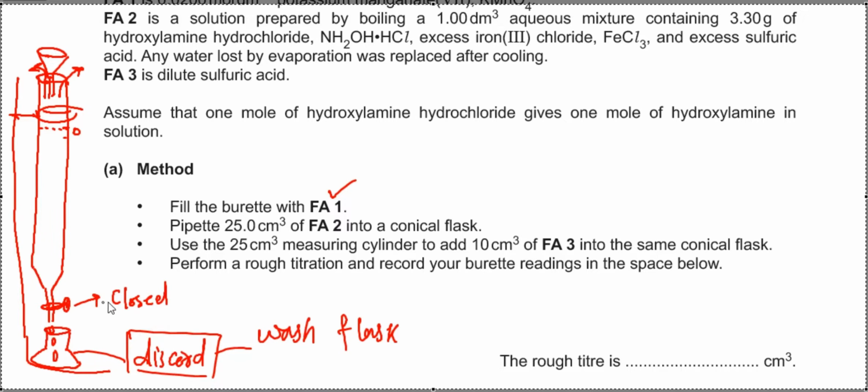Is that clear? Now second, he says that after this instruction is completely done, you have to go for the pipette. He says to take the pipette, fill it up with the FA2 and add it into the conical flask. After washing the flask, take the flask. Now this time add from the burette the FA2 here.